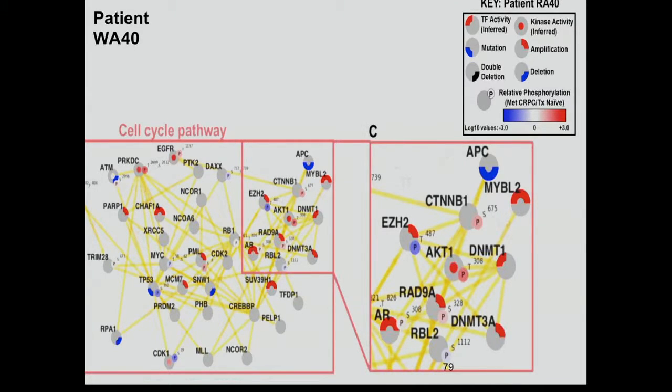Let me show an example. If you home in on those things that relate to cell cycle, this diagram tells you this patient has a loss of heterozygosity in APC, a deletion and mutation, that could impact the pathway. It also has an amplification in these chromatin remodelers, sorry, that's inferred. Yeah, an amplification in EZH2. These chromatin remodelers were inferred to be activated and so forth. This is what the diagram looks like.